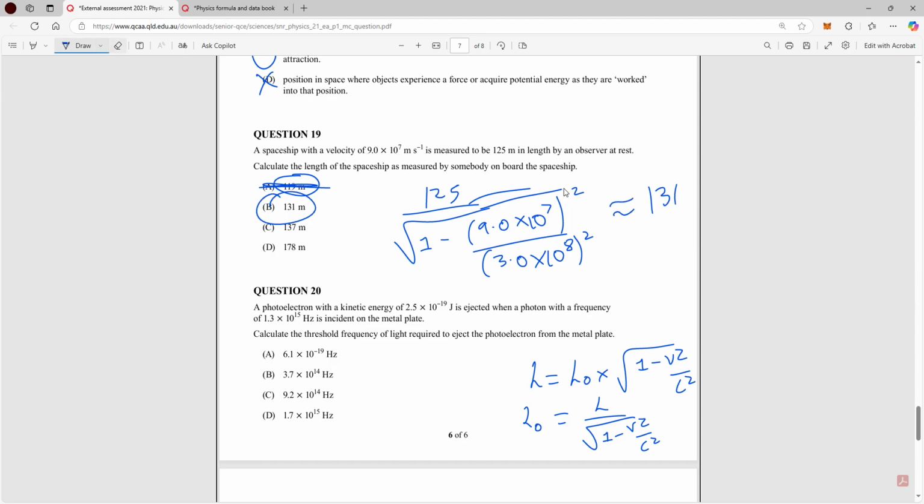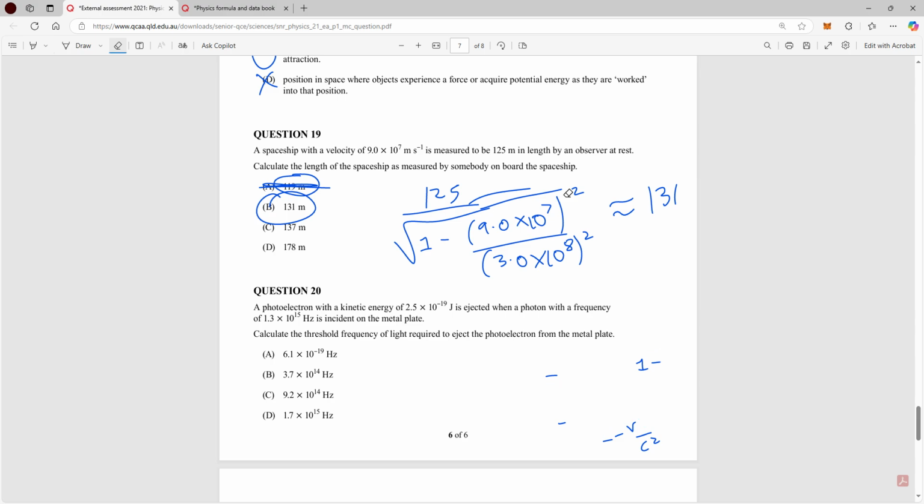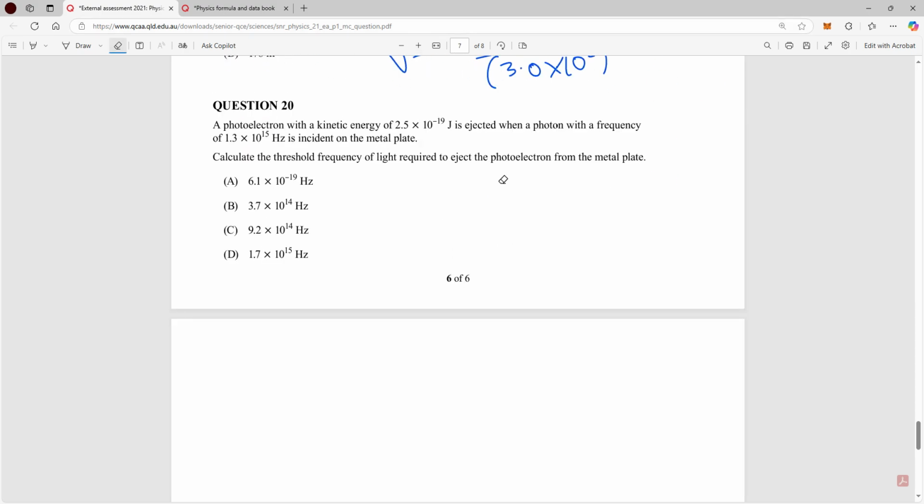Okay. Alrighty. Question 20. Straight away from the general look of it, it looks like a quantum question, so you want to be thinking E equals hf straight away. A photoelectron with a kinetic energy of 2.5 times 10 to the negative 19 joules is ejected when a photon with a frequency of 1.3 times 10 to the 15 hertz is incident on the metal plate. Calculate the threshold frequency of light required to eject the photoelectron from the plate.